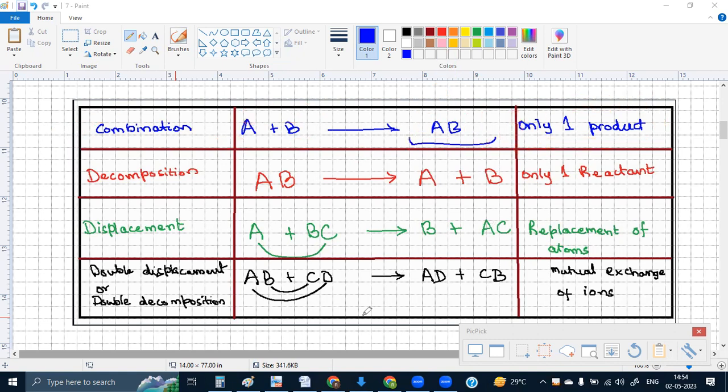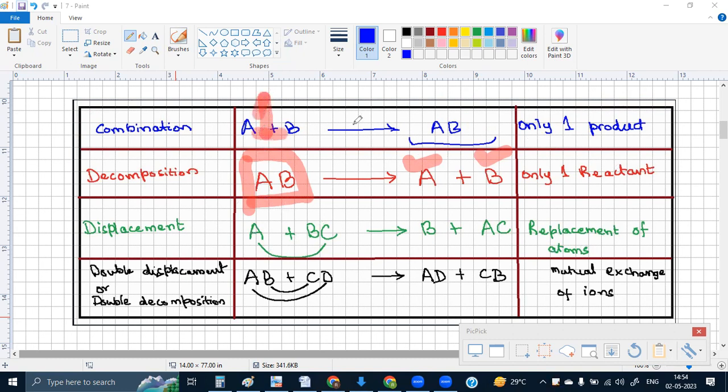Now the second type of reaction that we are taking is opposite of the first type. Here we are going to have only one reactant. There may be 2 products, there may be 3 products, there may be 4 products. How many ever products are there, but the reactant is going to be only one.